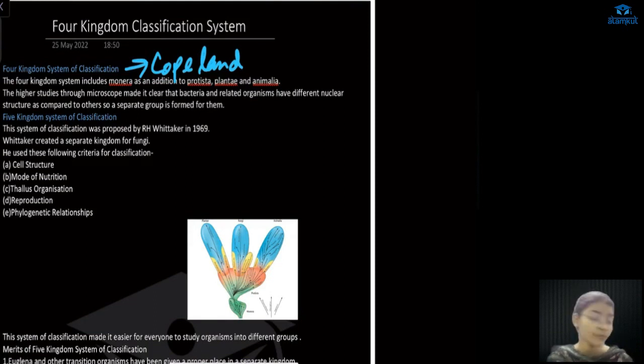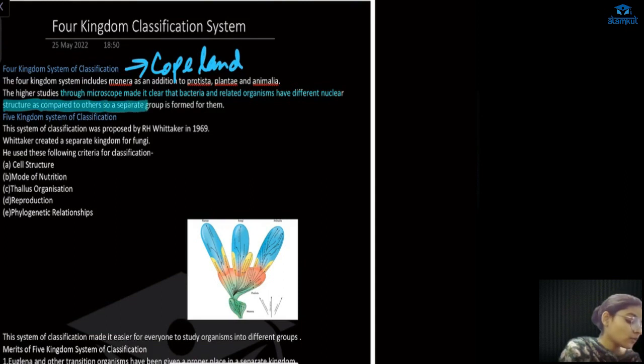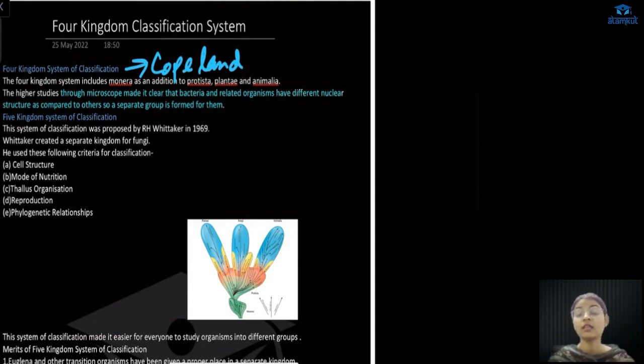by Copeland. Then higher studies through the microscope made it clear that bacteria and related organisms have a different nuclear structure as compared to others, so a separate group was formed for them. Why was a separate group formed for them? Because they have a separate structure, a separate function, and they were unicellular, while the others are multicellular. So a separate group called Monera was created and placed. And this is called the four kingdom system of classification.